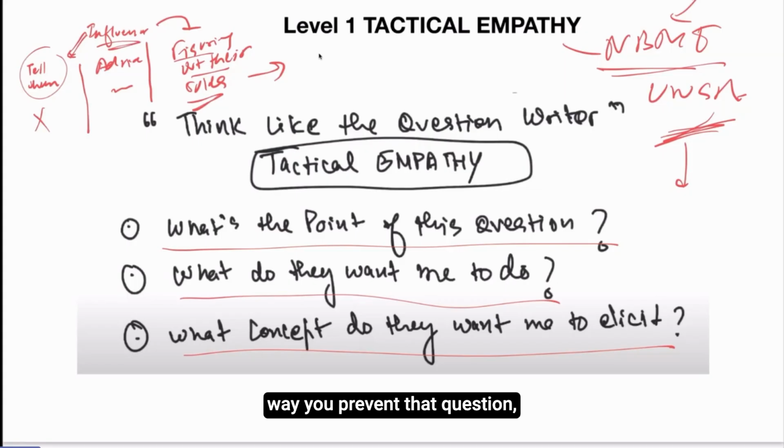The way you prevent question writing variability from leading you to the wrong answer just because the question writer changes is using tactical empathy, understanding the rules. Once you understand the question writer's rules for a certain question, there's a way higher chance you're going to come to that answer without getting confused by previous information or previous questions. That's tactical empathy. So ask yourself before every question, what is the point of this question? What do they want me to elicit? What do they want me to learn? That's very important.